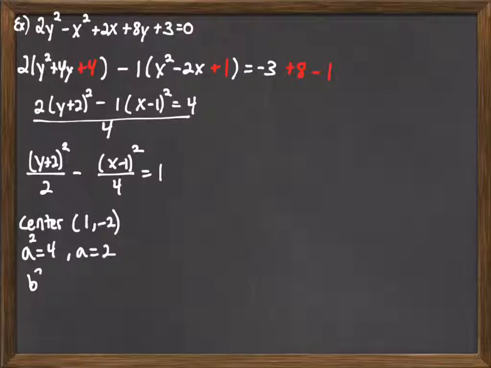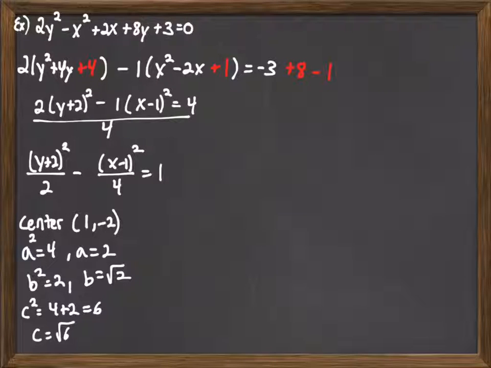Our center will be at 1, negative 2. A, which I'm just taking to be what's under the x, A squared would be 4, so A is 2. It's horizontal. B squared is equal to 2, the thing under the y, so B would be the square root of 2. And we can also solve for the focal length, which we'll need to answer the question, where are the foci? That would be a squared plus b squared equal to 6, and so c would be the square root of 6. At this point we really have two parts of the problem. One is to graph it, the other is to figure out where our vertices and foci go.